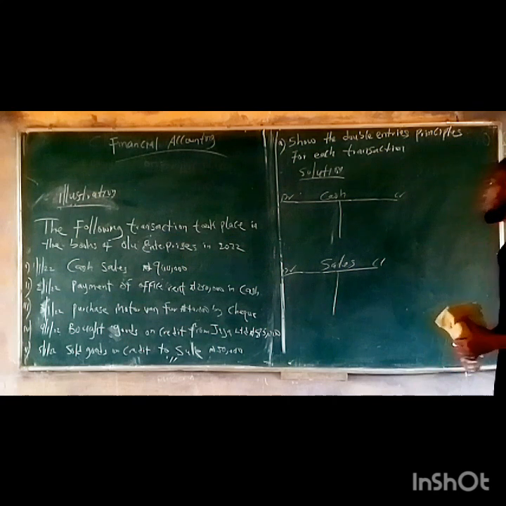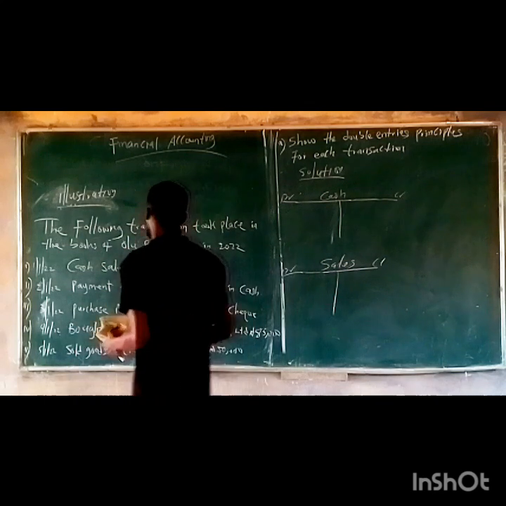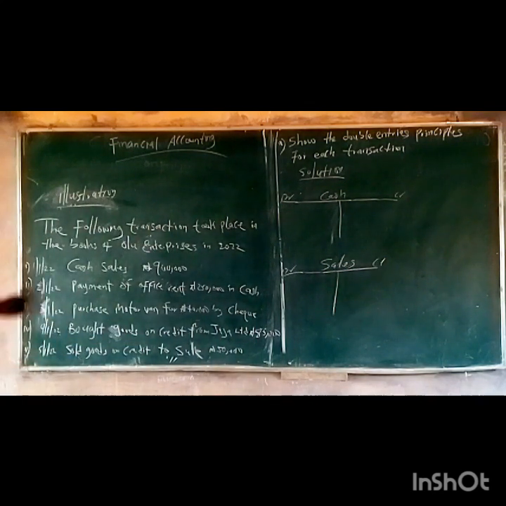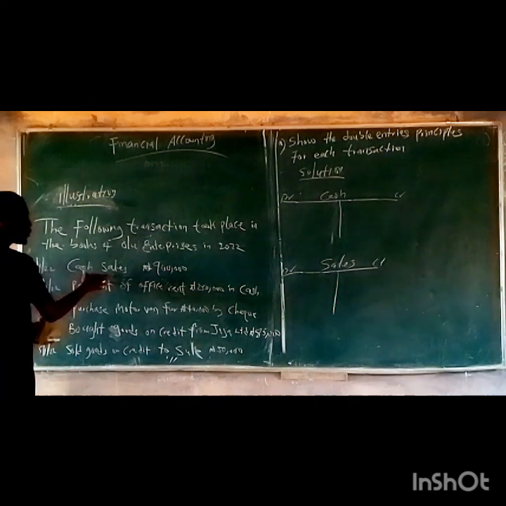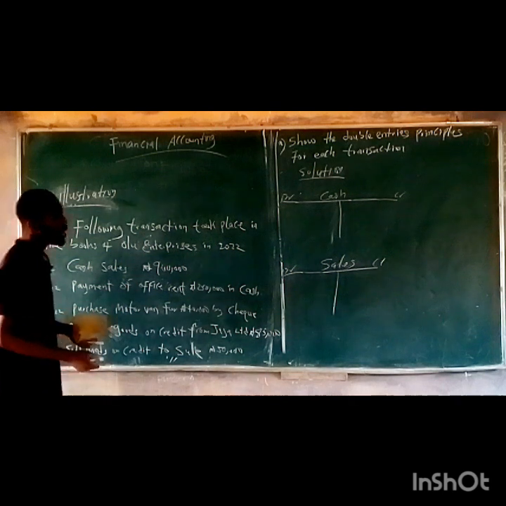Now we have the cash sales, 900,000. So the next thing, having identified the two main accounts, is what should I debit, what should I credit? Now cash sales 900,000 naira. If you look at the sales, that means you are selling something, so the goods is going out. So it will be at the credit side.